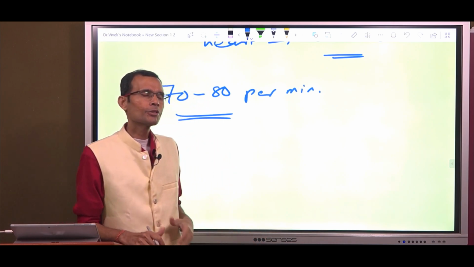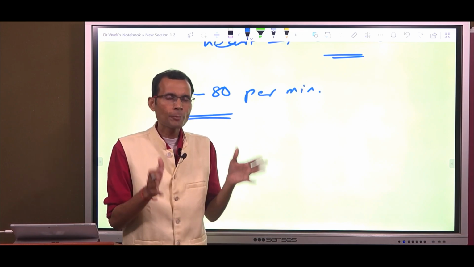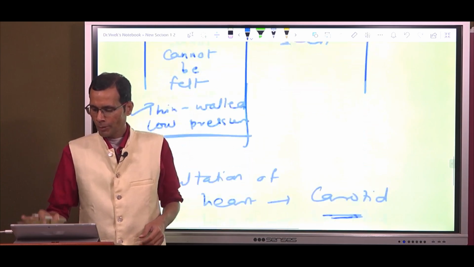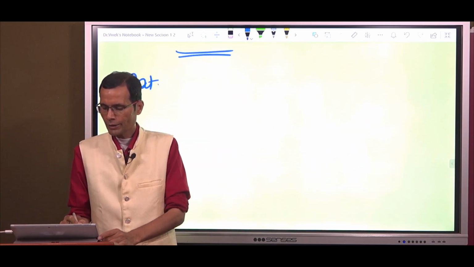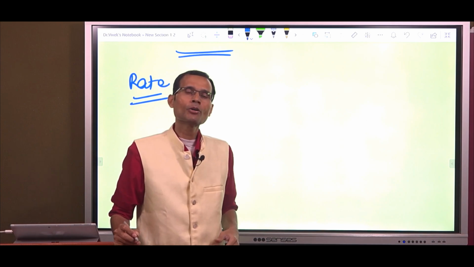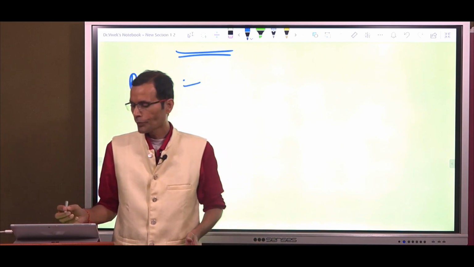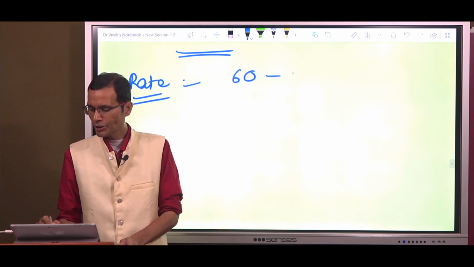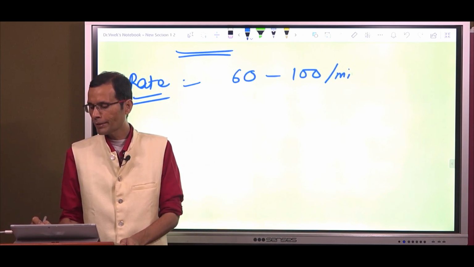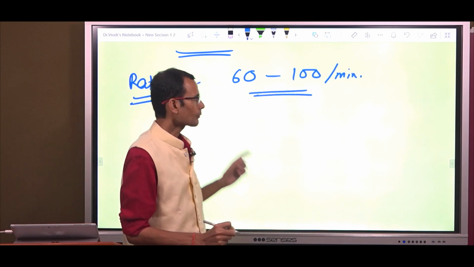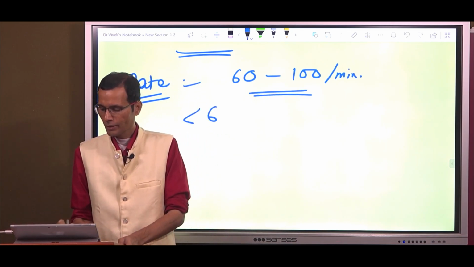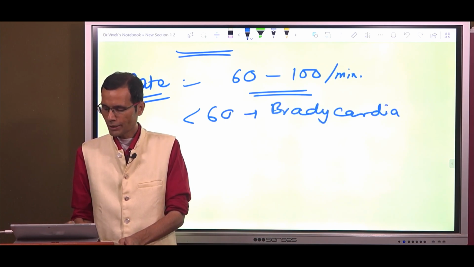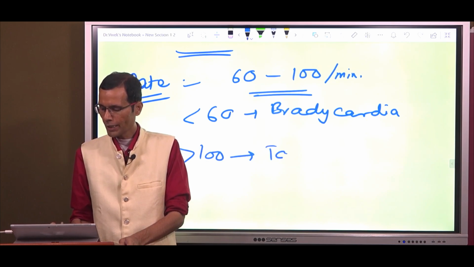So these are the conditions in which heart rate and pulse rate will not be the same, will not be equal, but otherwise it is reflecting the heart rate. Remember what can be discussed clinically about the pulse rate and the heart rate. Normal heart rate is 70 to 80 beats per minute, but a wider range is 60 to 100 beats per minute. Less than 60 is called bradycardia, and more than 100 would be called tachycardia.